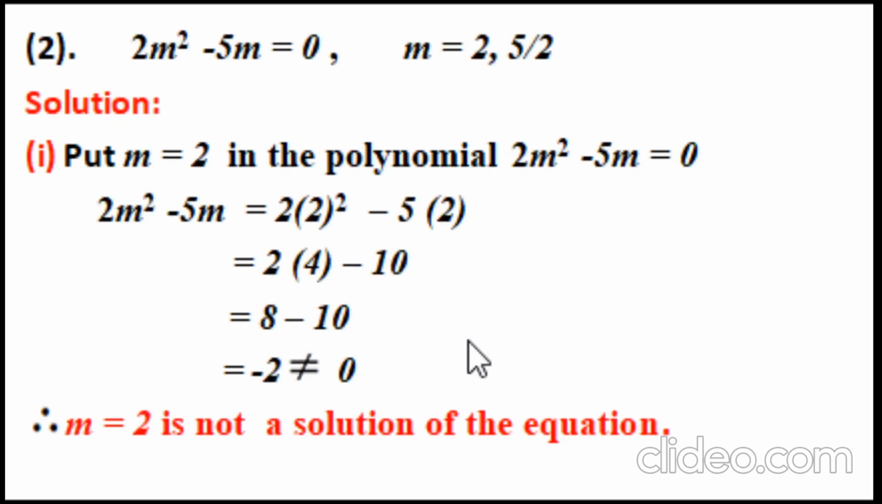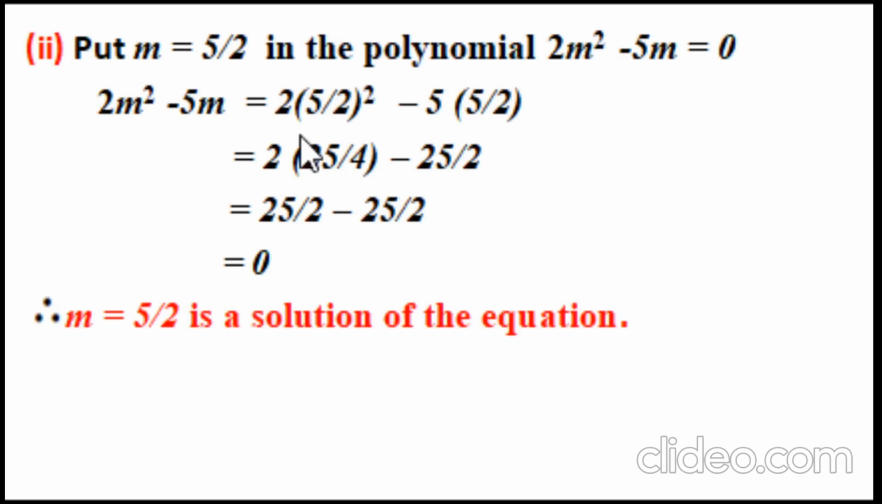Question number 2: 2m square minus 5m is equal to 0. Now we have to put m as 2 and m as 5/2. So first we will put m as 2. So 2m square minus 5m becomes 2 into 2 square minus 5 into 2. Square of 2 is 4, 2 times 4 is 8, 5 times 2 is 10, 8 minus 10 is equal to minus 2. It is not equal to 0, therefore it is not a solution of this equation.